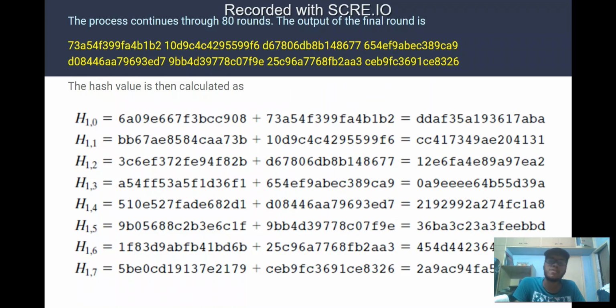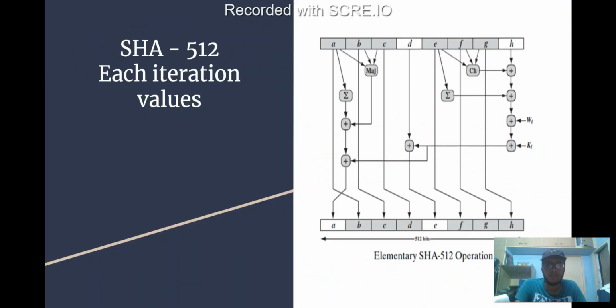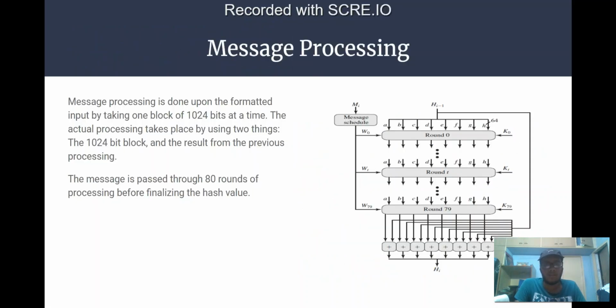Now the process continues through 80 rounds, and the output of the final round is as shown below: 73A54F etc. to 1CE8326. Now, if we go to the previous slide, you can see that in the final answer, you add the result of round 79 to the initial hash values. That is the initialized hash values of the square root of prime numbers.